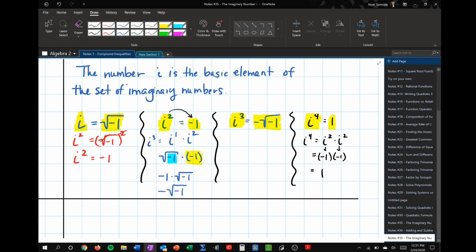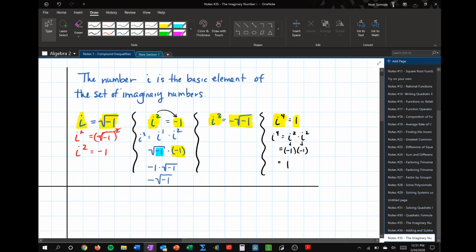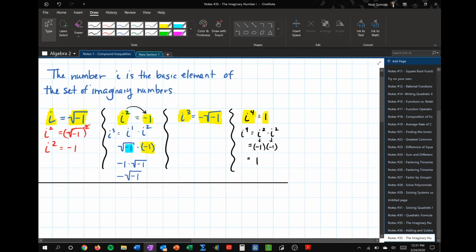All right. So why do I bring it up? Because I want to show you that there is a pattern here that starts to cycle. After i to the fourth, everything kind of goes back to starting with i. And here's why. What if you tried to do i to the fifth?